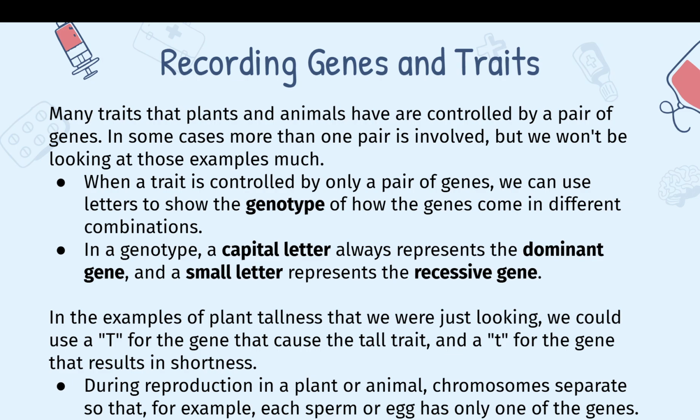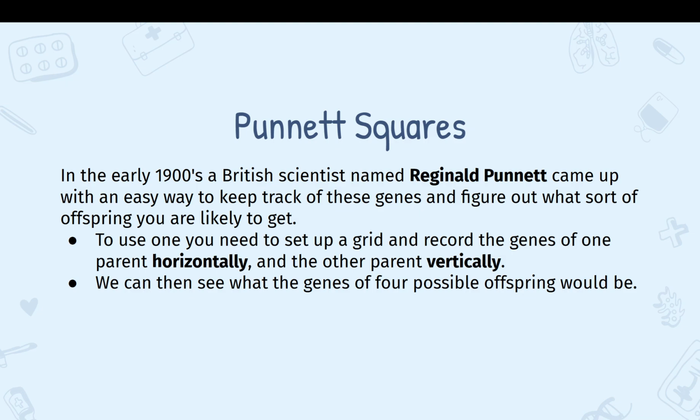Now, during reproduction of plants or animals, we get one gene from each parent. Each parent gives one or the other of its genes. So we need a way to keep track of all of this, so we can figure out, for example, in the hybrids, why we got still mostly talls, but every so often a short. That means we're going to have to draw out what we call Punnett squares.